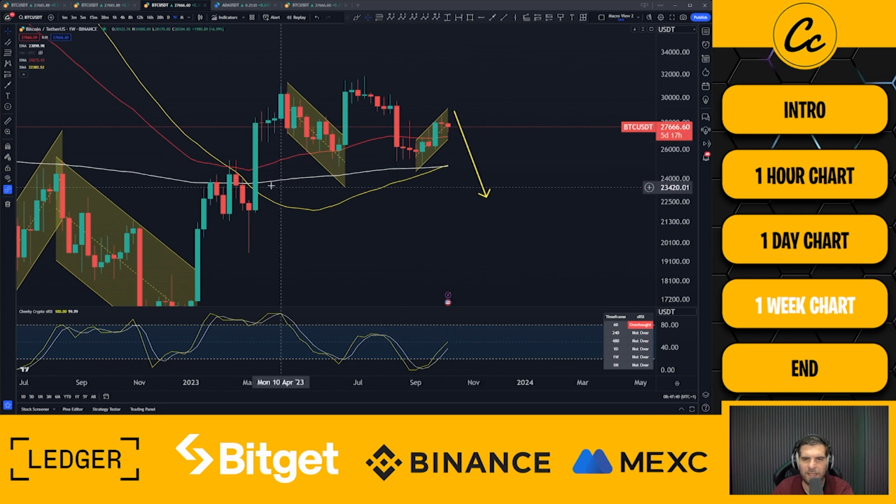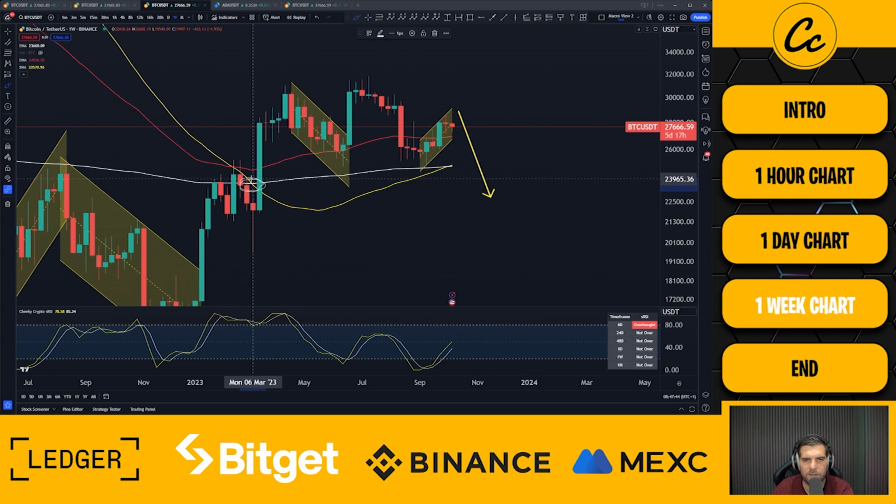But ultimately, again, if we take a look at some of the historical ones, the death cross that happened over here, we actually saw a pump rather than a dump. And over here, we have the golden cross last week. And what do we see? We see negative price action instead.